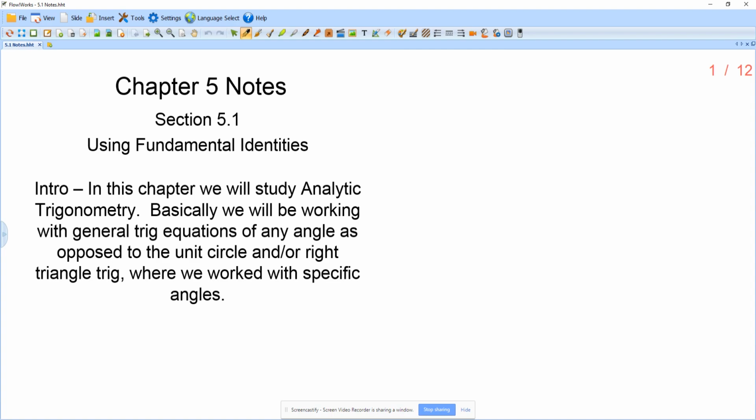Moving into chapter 5 now. In chapter 5, we're still going to be working on trig, but we look at it from a different perspective. In this chapter, we're going to be talking about analytic trigonometry. Basically, that means we're going to be working with general trig equations of any angle, as opposed to using the unit circle or right triangle trig. Now we're talking about, well, what is it that's true regardless of the angle?